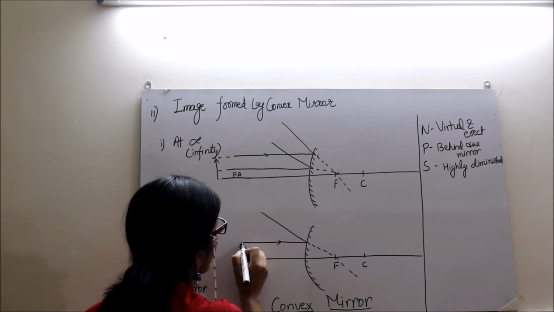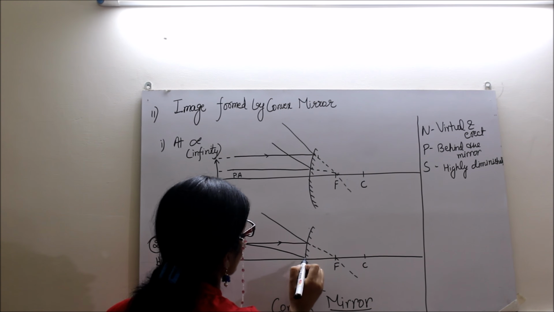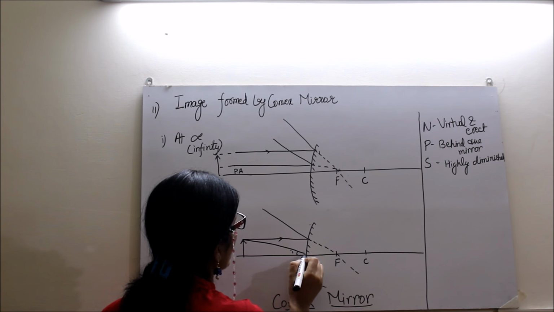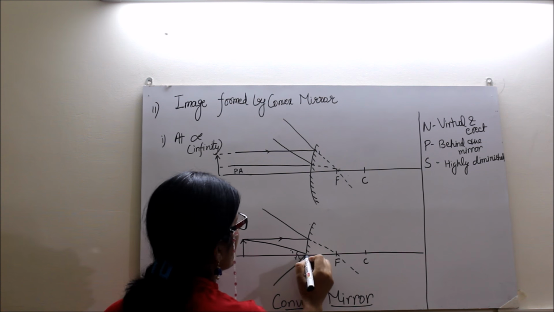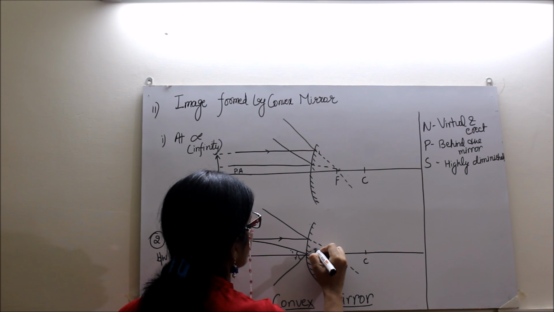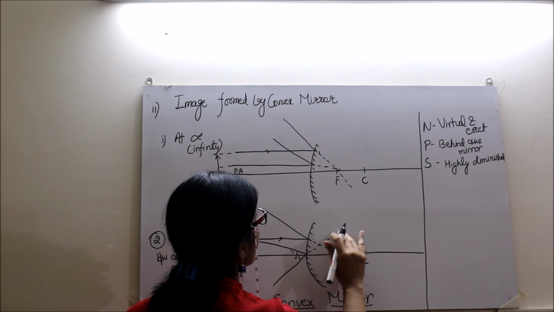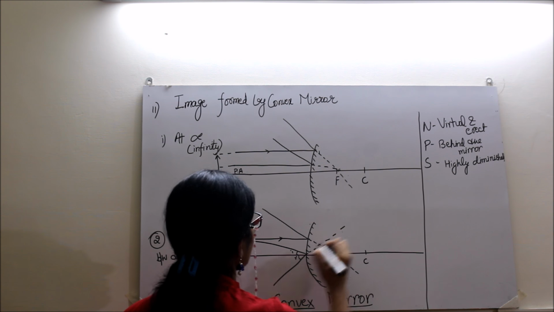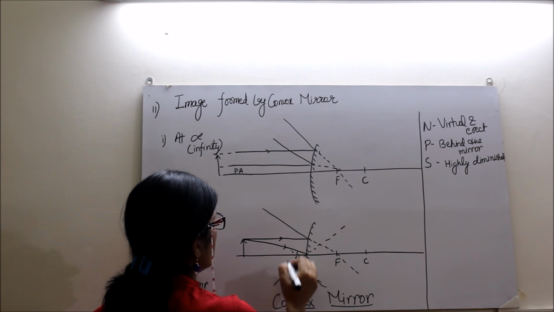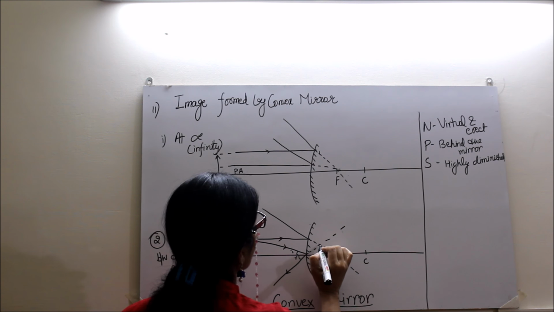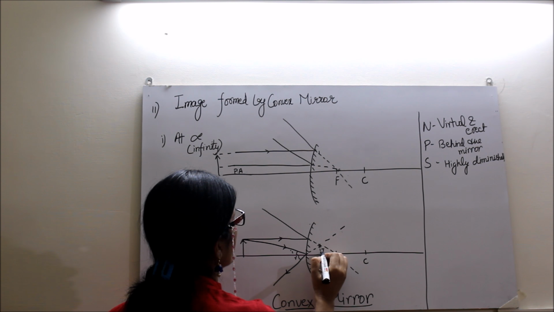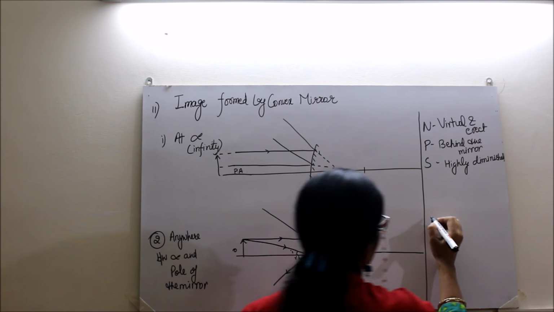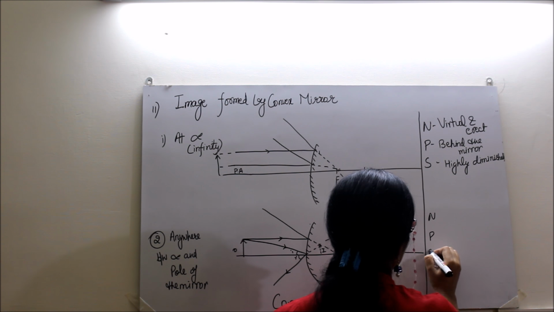Now the second rule that can be applied is the oblique incidence again. This is angle I, this will be angle R, which is the same, and just extend this reflected ray. This is the incident ray and this is the reflected ray. Wherever these two reflected rays meet, just draw the image there. This will be the image and this will be the object. Here again the nature, position and size will be as before.